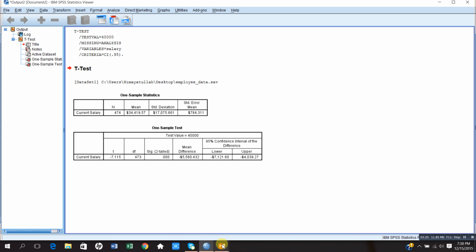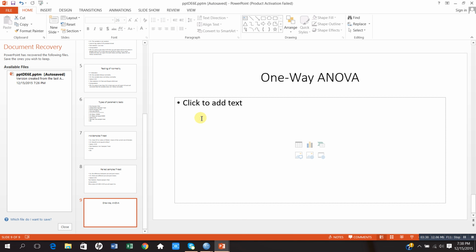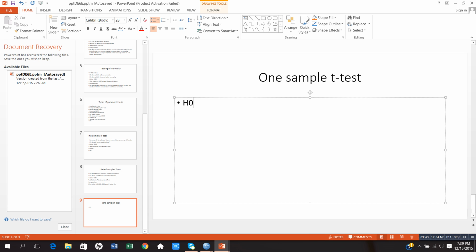So what was my null hypothesis? Let me write it here. This is my one sample t-test, and my null hypothesis is H naught. H naught is that mean is equal to 40,000, and alternative hypothesis is that mean is not equal to 40,000.